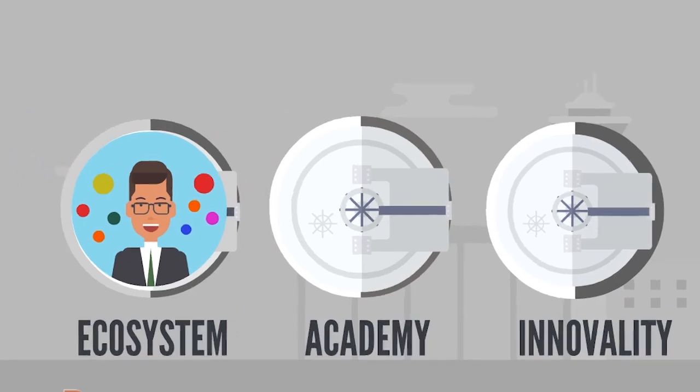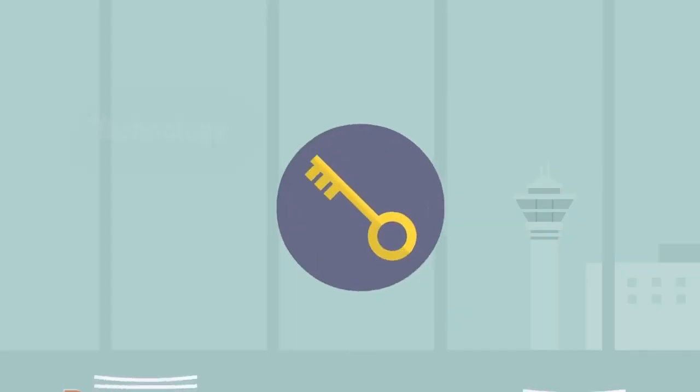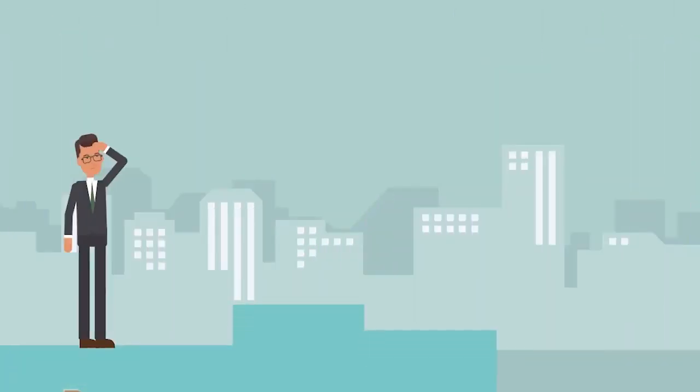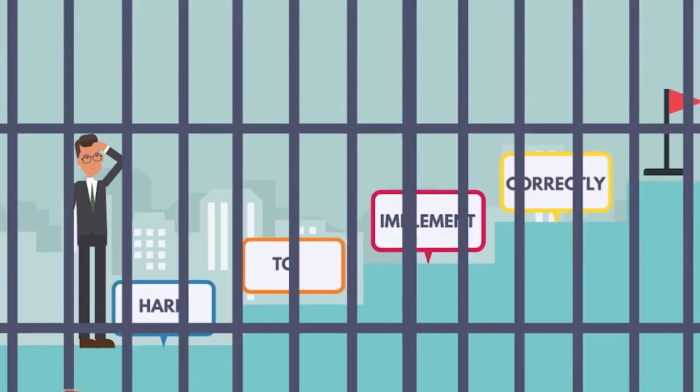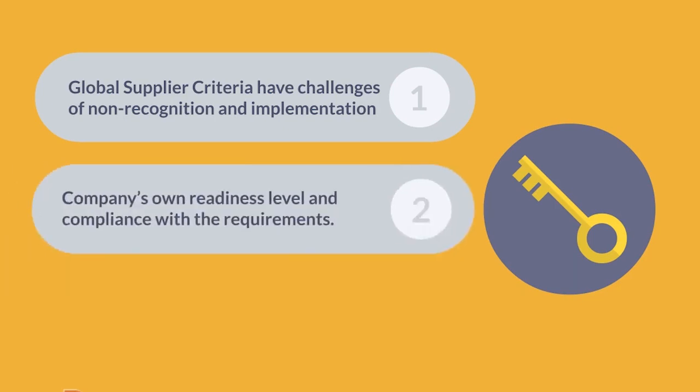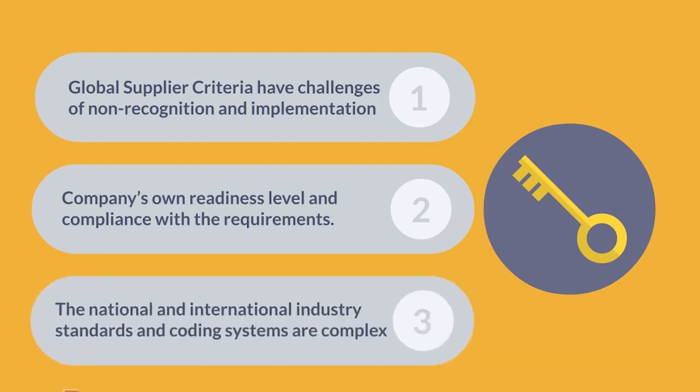Academy. In defense, aerospace, and marine industries, there are unique supplier procedures of each global company, not always fully documented, hence hard to implement correctly. The global supplier criteria have challenges of non-recognition and implementation due to the difficulties in measuring and assessing companies' own readiness level and compliance with the requirements.